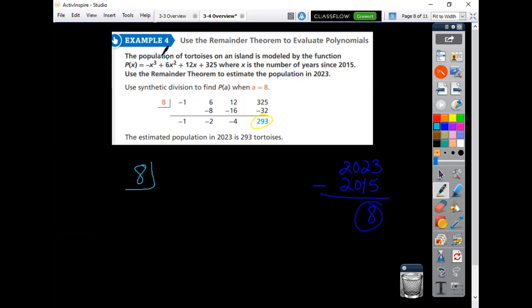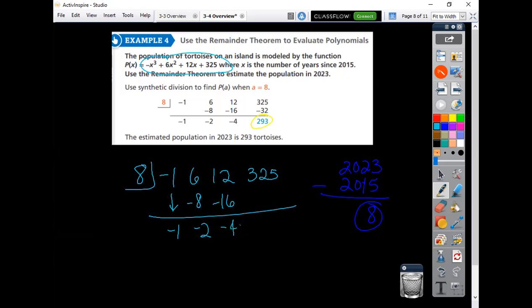take the coefficients from your polynomial that models the population of tortoises. Use your synthetic division. Bring down the -1. Multiply 8 times -1, -8. Add straight down. Multiply 8 times -2, -16. Add straight down. Multiply 8 times -4, -32. Get 293. So the population for the tortoises in 2023 would be 293.